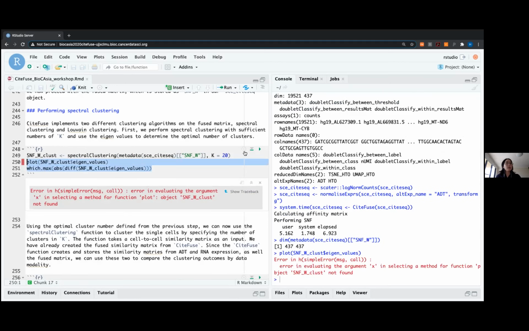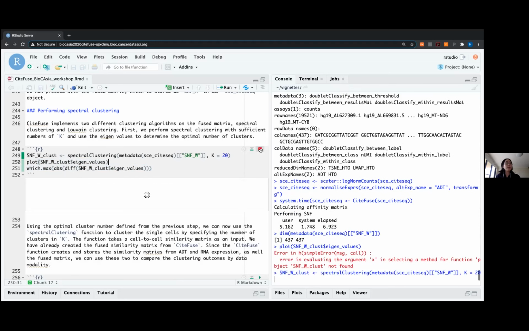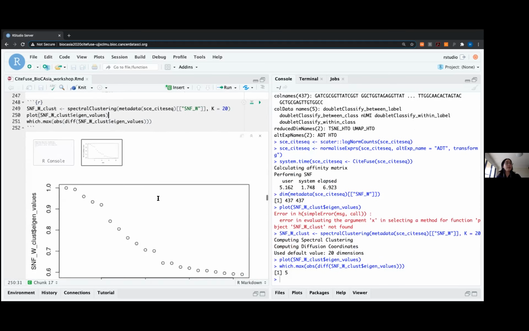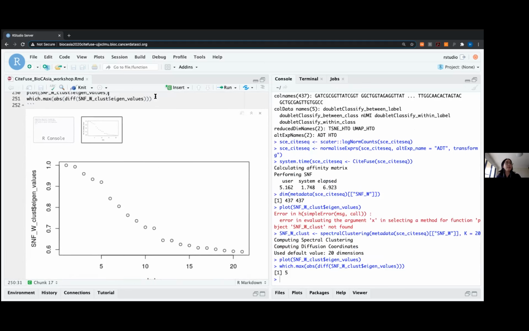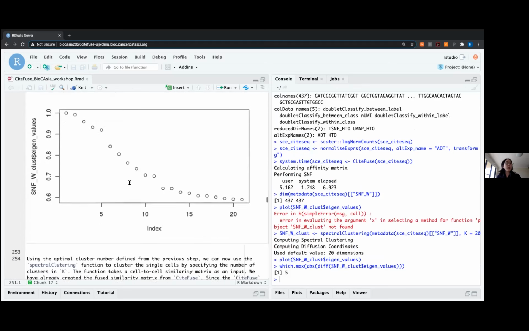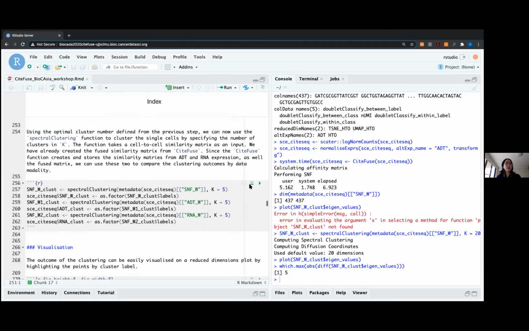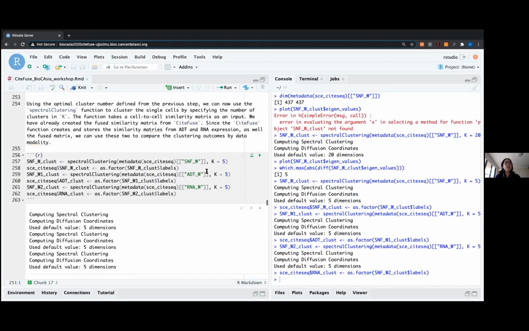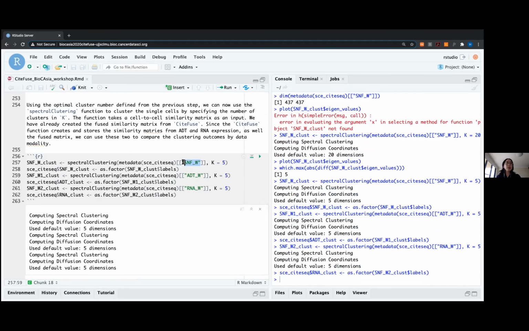And you can plot, oh sorry, I didn't run this yet. By plotting the eigenvalues, we can calculate the most optimal number of clusters, which is 5, and run the spectral clustering again. If you're interested in seeing what the effect of the fusing, the integration of the two matrices is, what you can try is do clustering on the original matrices, the ADT and RNA, and see how the clustering outcome differs.